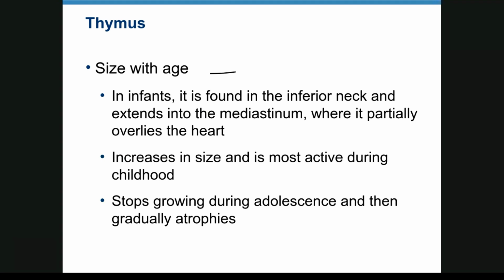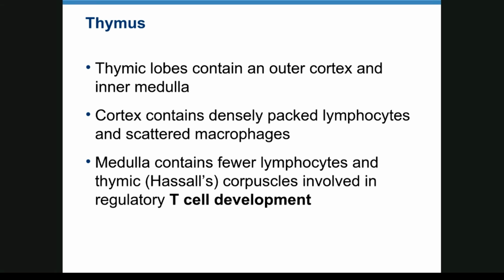It lies over the inferior neck, overlies the heart, increases in size, and is very active in childhood as your immune system is developing. During adolescence, it stops growing and then it gradually atrophies, so that adults and especially older people have very little thymus left. It has an outer cortex and an inner medulla. It's packed with lymphocytes and macrophages. The medulla has fewer lymphocytes and is involved in regulatory T cell development.